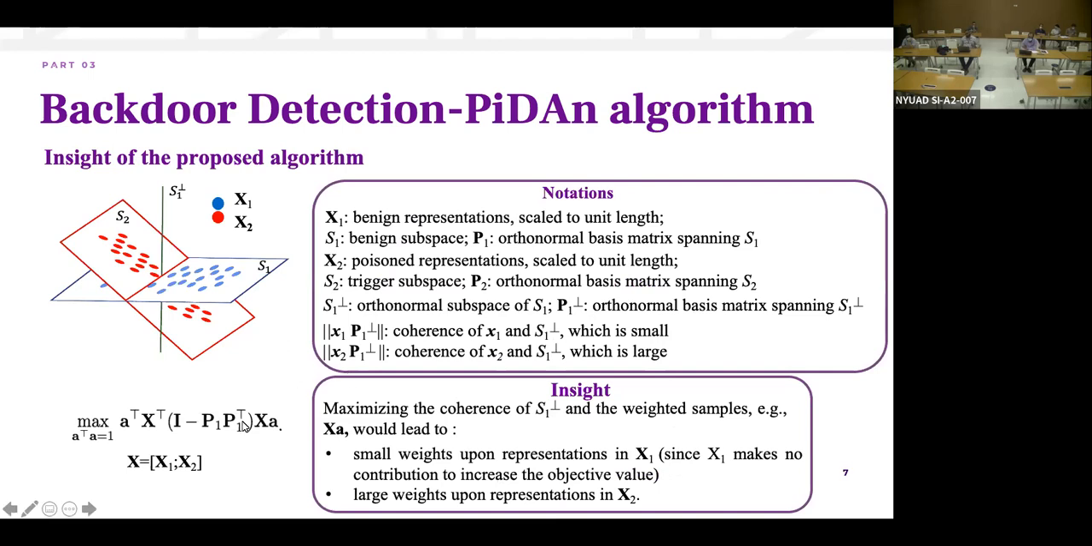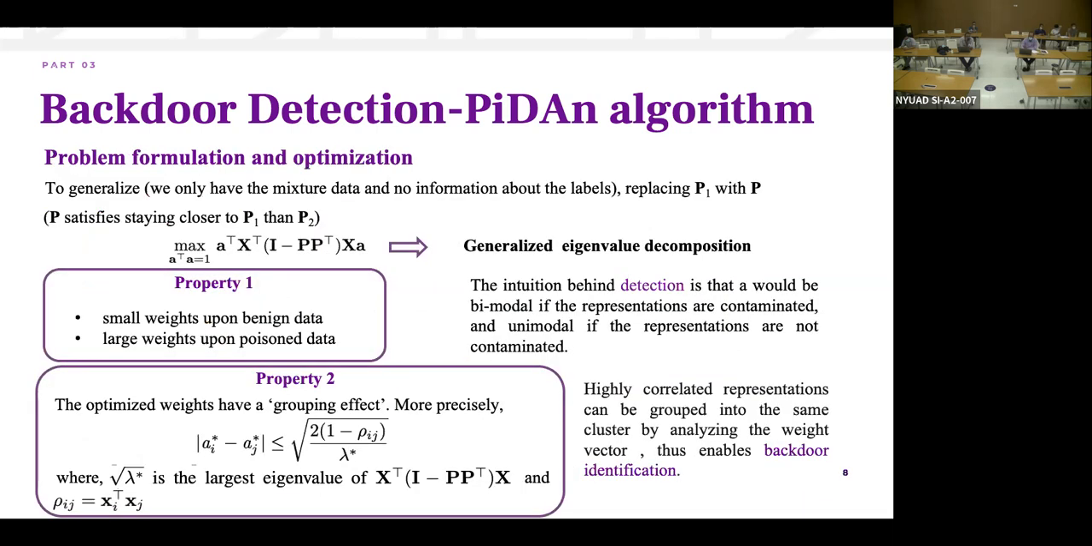The idea is that if we assign each sample a weight and maximize the coherence of the weighted samples and the subspace spanned by I minus P1 times P1 transpose, we will get an optimized A. It has the property that the weight on the benign representations would be smaller than that on the poisoned representations, because the benign representations lie in S1, which is normal to this subspace, so they make no contribution to increasing the coherence. So by solving this problem, it will assign a smaller weight on X1 and a larger weight on X2. This is the insight.